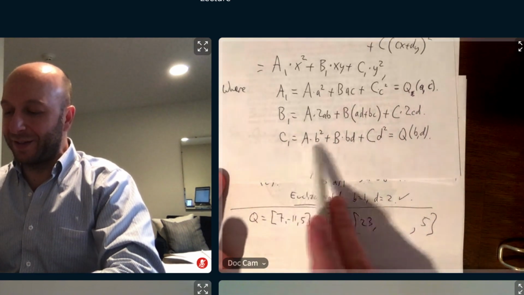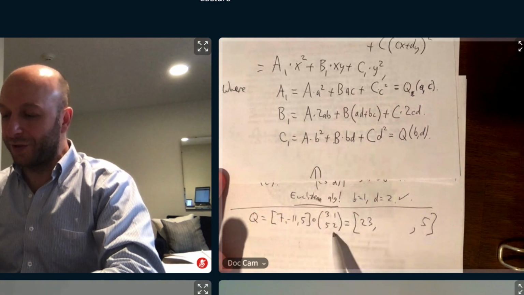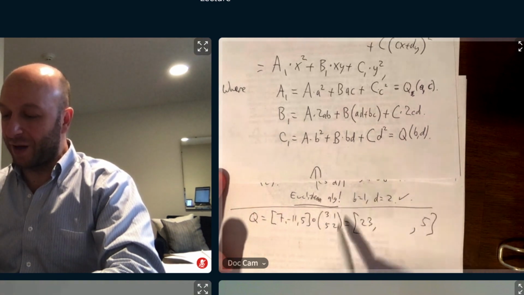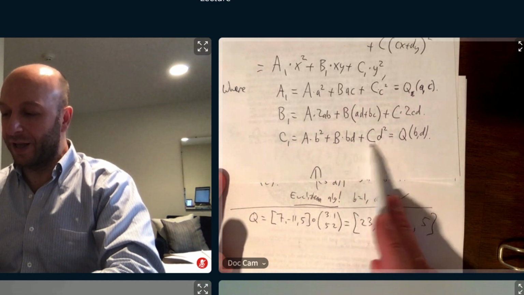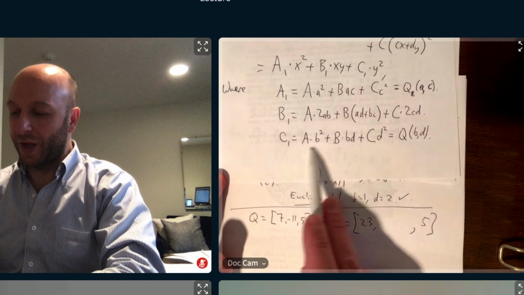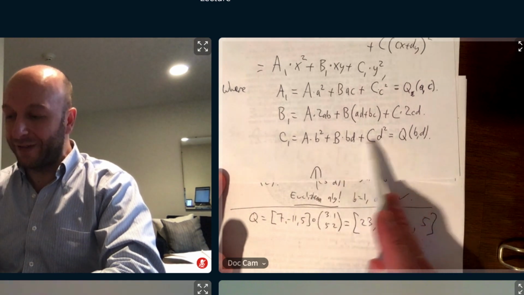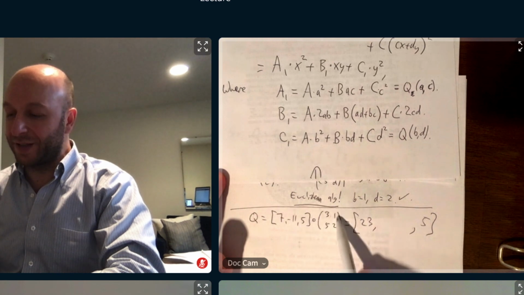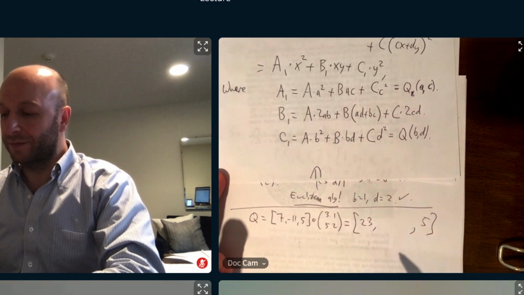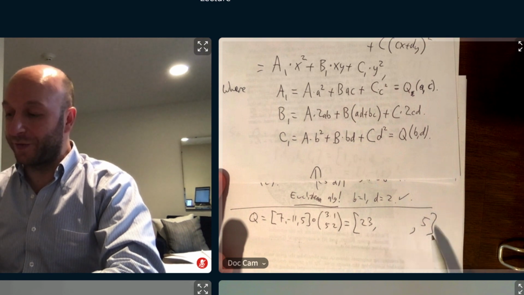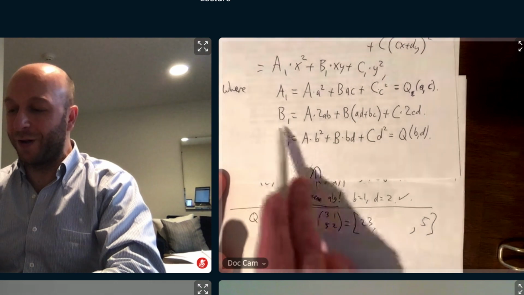This is 7 times 1 squared plus negative 11 times 1 times 2 plus 5 times 2 squared. 5 times 2 squared is 20. So that gets me a 20 here. How about here? 7 times 1, so that's a 7, 20, 27. And negative 11 times 2 is 22. 27 minus 22 is 5. Okay, now we have to work out the middle term, which is B1.